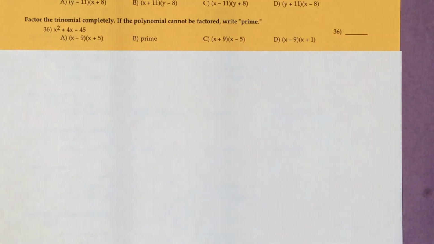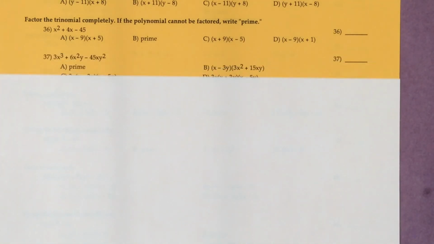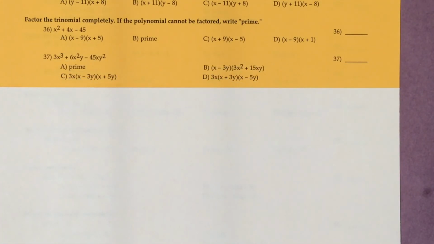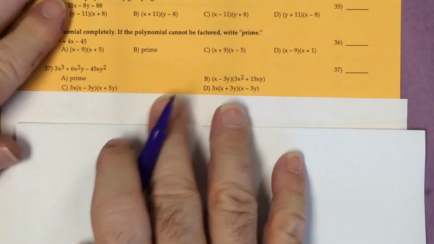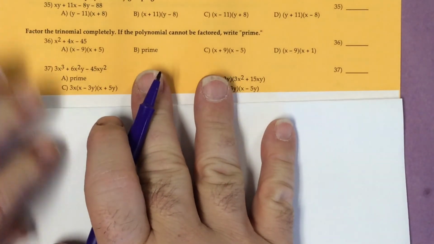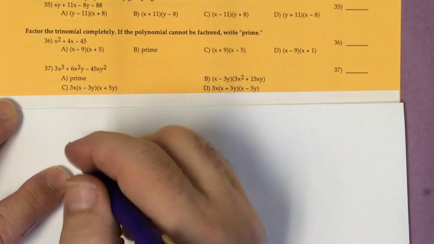Okay. Let's take a look at the next problem. 37. We're going to factor in this question here. 3x to the third plus 6x squared y. Write that down.